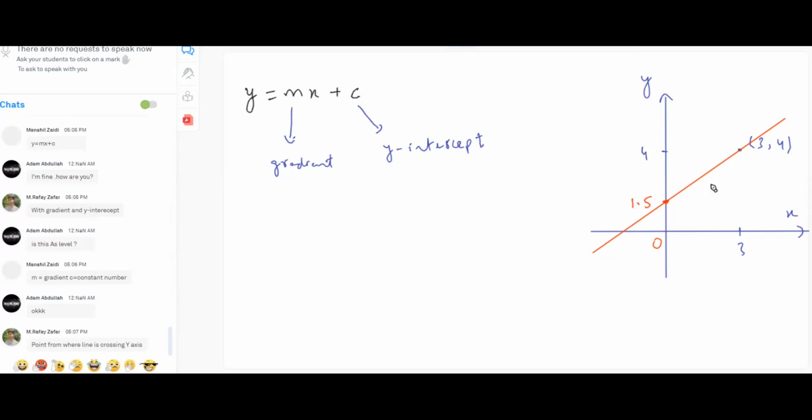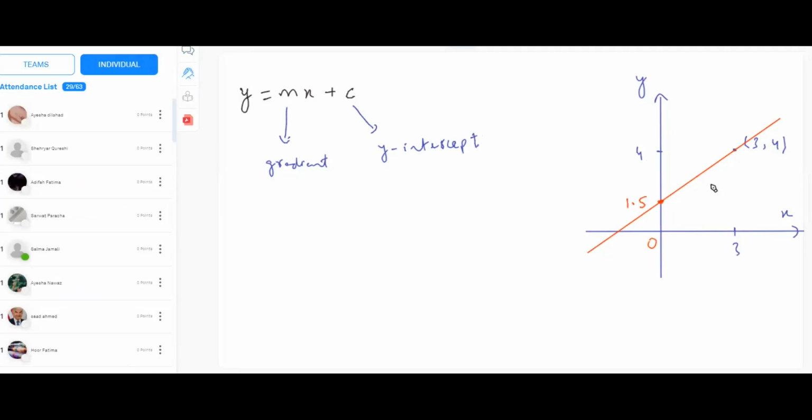Okay. What is the y-intercept? Exactly, Rafi. It's the point where a line crosses the y-axis. Where does it cross the y-axis? At 1.5. So the y-intercept in this case is 1.5.